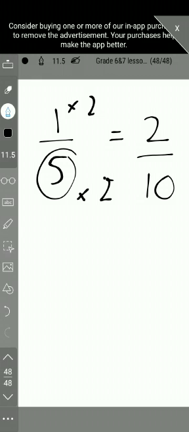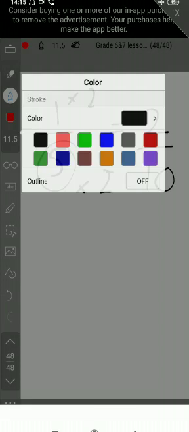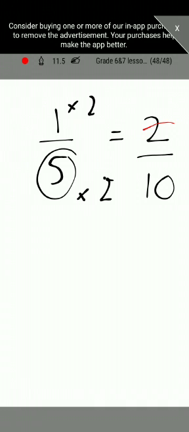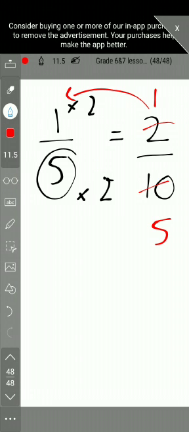Because if you see here and simplify this 2/10, you will again get 1/5. 2 1s are 2, 2 5s are 10. You have again gone back to this fraction 1/5. So writing the equivalent fraction will not change the value of the fraction. Keep this in your mind.